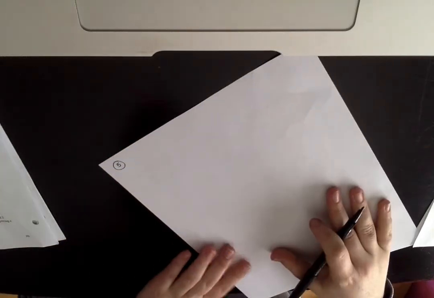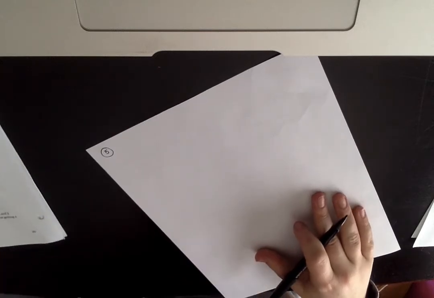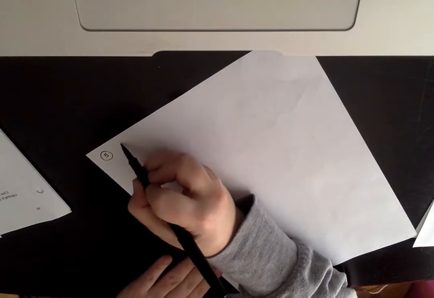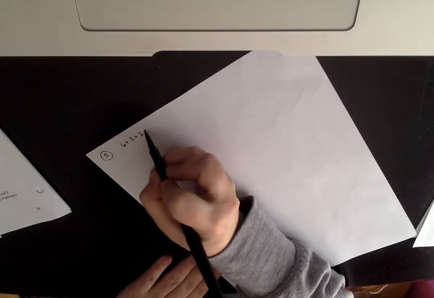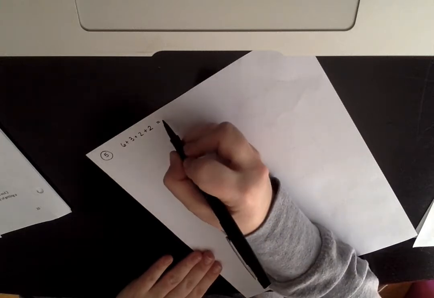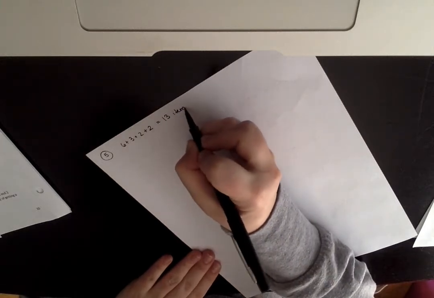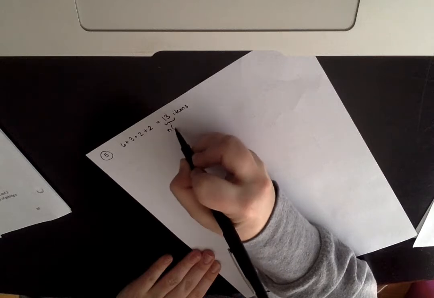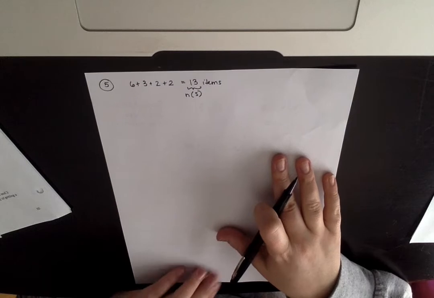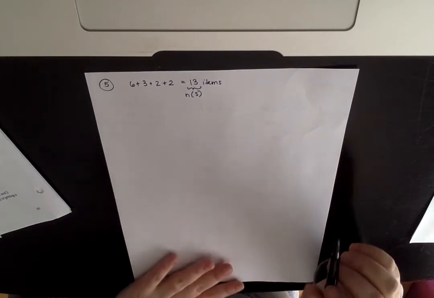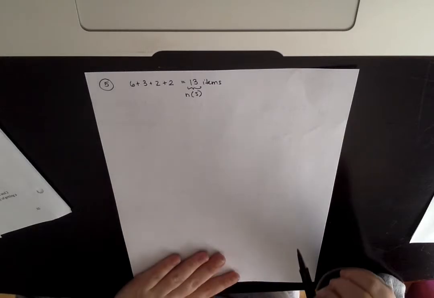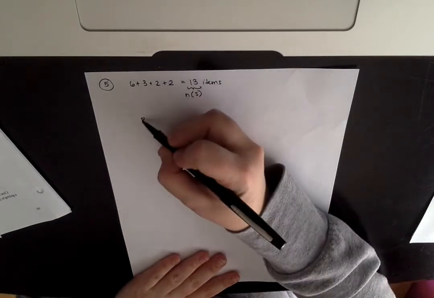Number 5 says, a box of candy has 6 chocolate-covered cherries, 3 peppermints, 2 caramels, and 2 strawberry creams. So altogether, it has 6 plus 3 plus 2 plus 2 items, which means that it has a total of 13 items. This is the sample space. So if we have a probability example here, then we will use 13 as the denominator. If a piece of candy is randomly chosen, find the probability of getting a caramel or a peppermint.